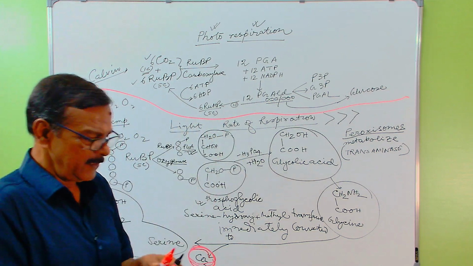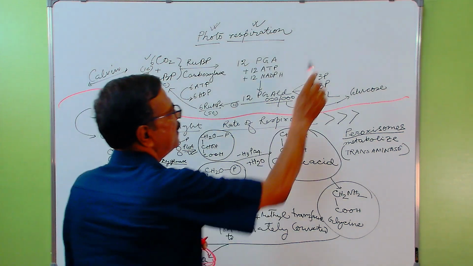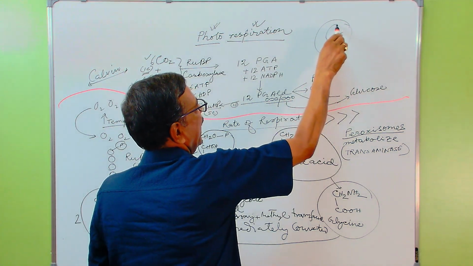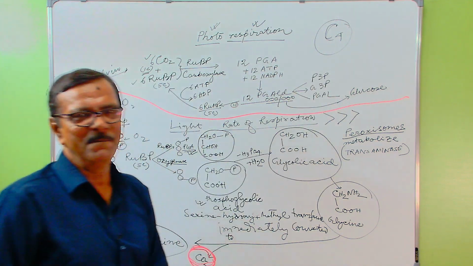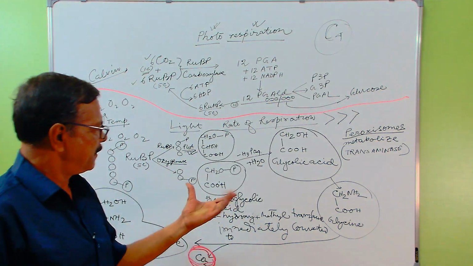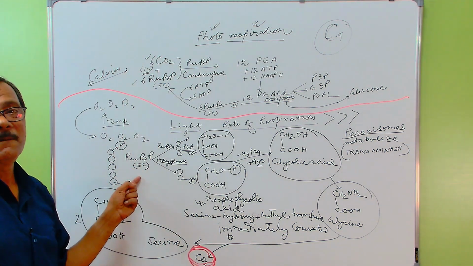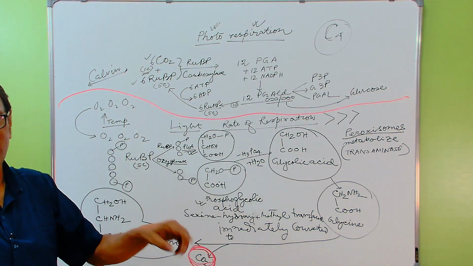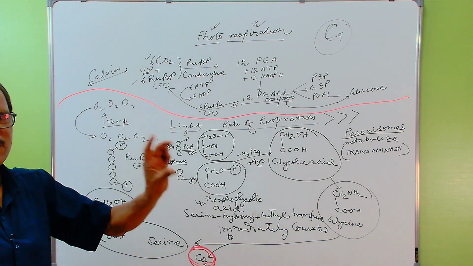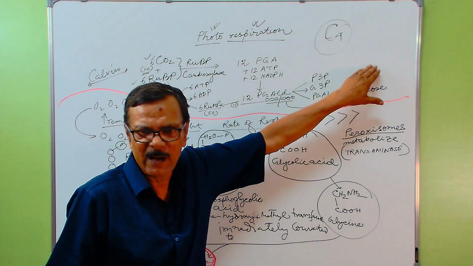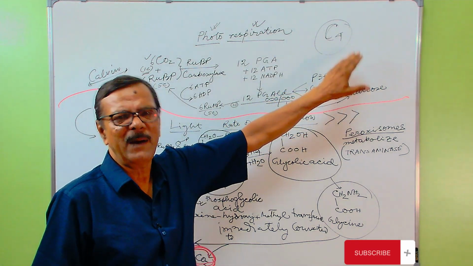Next time will come the C4 pathway. The plant itself has made some mechanism to prevent this oxidation of RuBP. The plant itself has made it. I will come to it next. That is also a simple chapter, known as the C4 pathway, beta carboxylase pathway, or Hatch-Slack pathway.